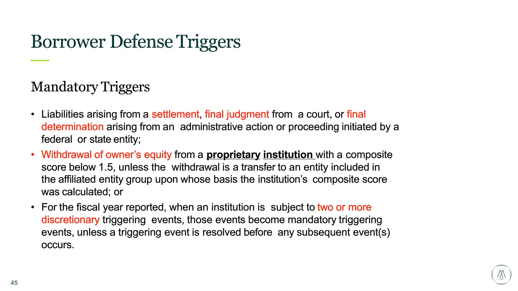If you have a withdrawal of owner equity from a proprietary institution and your composite score is below 1.5, you'll need to report this to the U.S. Department of Education. Lastly, if you have two or more discretionary triggers, these events are considered mandatory triggers, and you'll also need to report these to the U.S. Department of Education. When you have a mandatory trigger and report it, they'll recalculate your composite score automatically because of this.